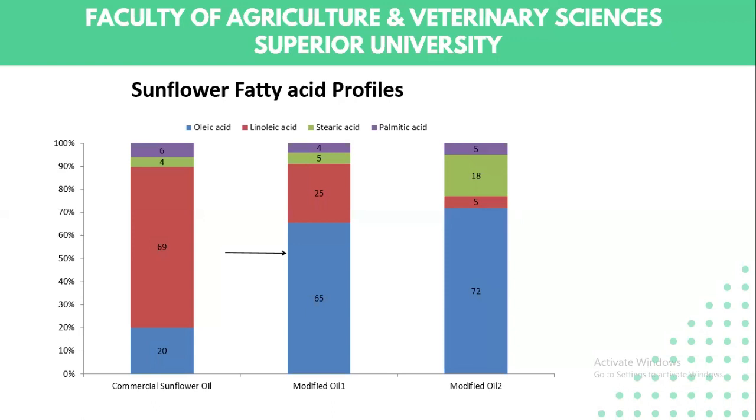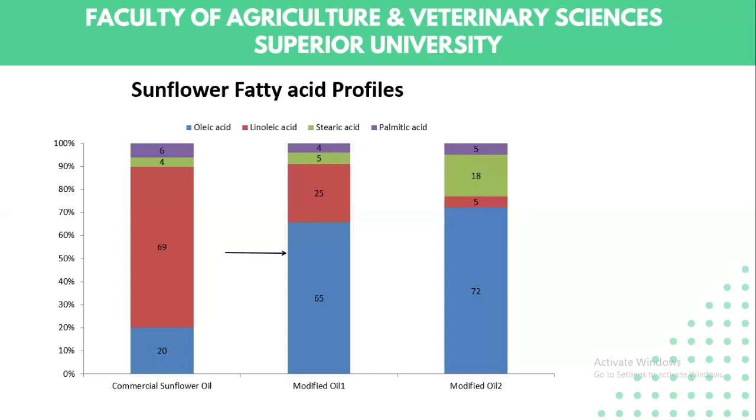At the second number, about 20% of the oil is oleic acid. Then you have 4% stearic acid. Stearic acid is a saturated fatty acid, and it has neither a good nor a bad effect on human health.